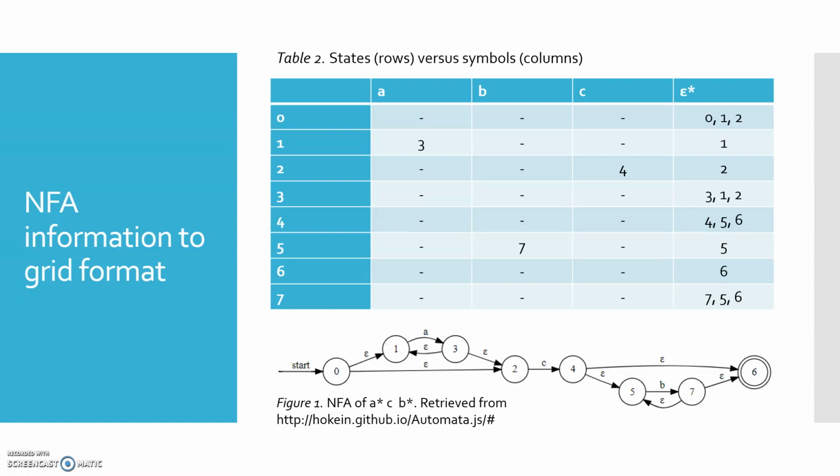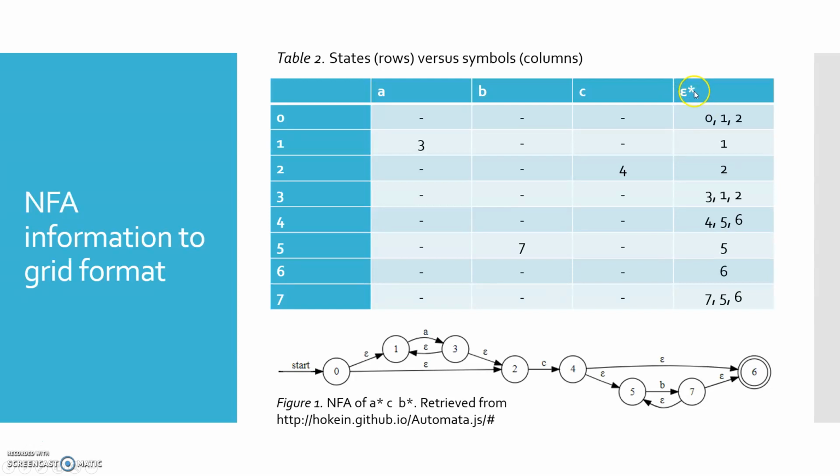Now, the next step after that is to get your NFA information into grid format. To do this, you have the states listed for each row, and then you have your symbols for your regular expression across the top, a, b, and c, and epsilon-star, which means 0 or more epsilons.